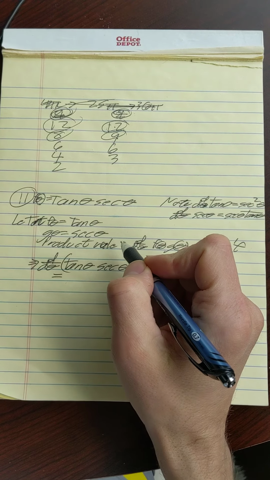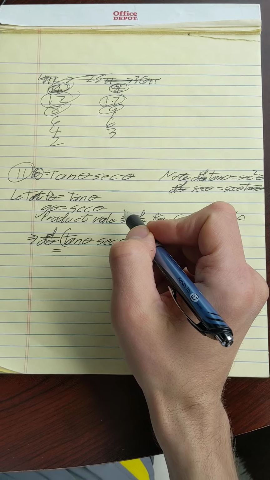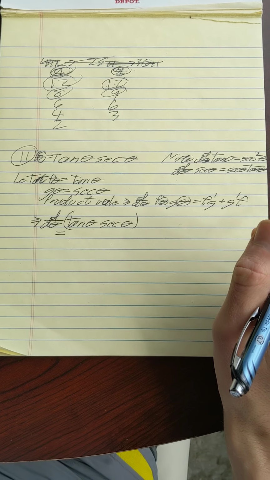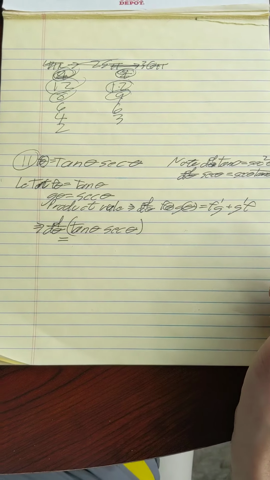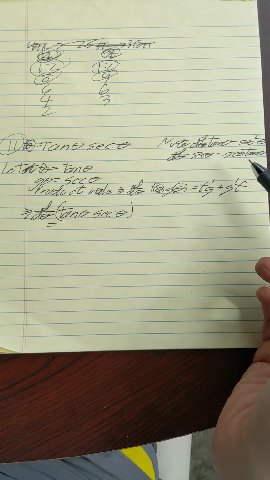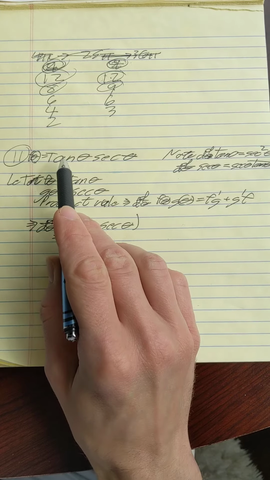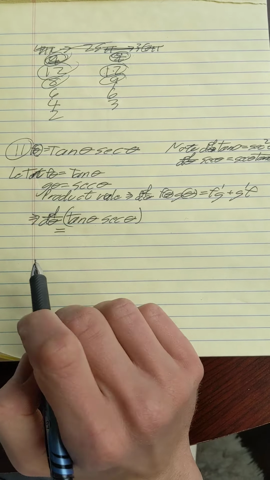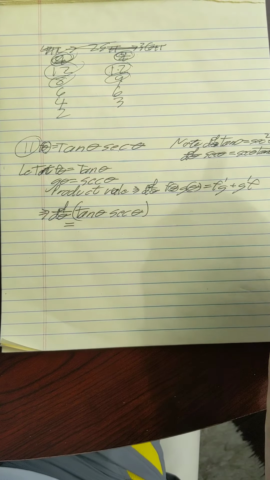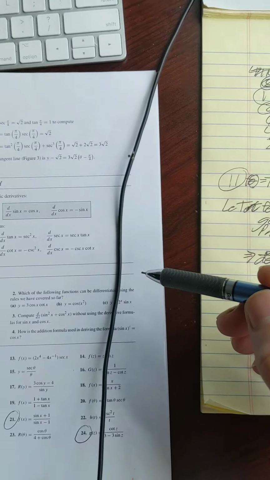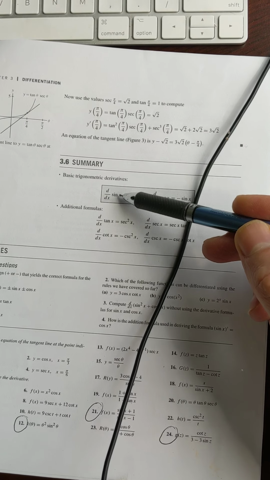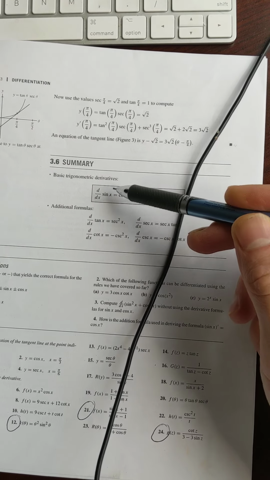Okay, so here we are in 3.6, and I'm going to do just a couple of examples here. So I've got number 11, and we're doing derivatives of trig functions, right? So tangent, secant, and it actually gives you the derivatives here, right? So you've got the derivatives there on the page, right? So we got the derivative of sine, cosine, and this is really all you need.